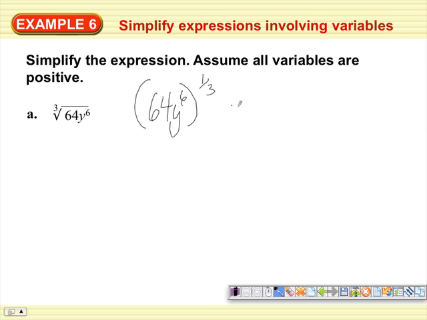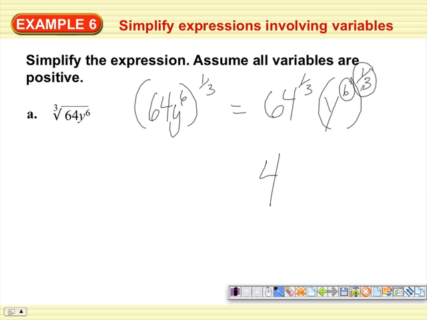I hope. Now look at this. Use your laws. 64 to the 1/3 and y to the 6th to the 1/3. What is 64 to the 1/3, or what is the cube root of 64? 4. What is y to the 6 to the 1/3? Use your power to a power. This times this. y squared. And you are done.